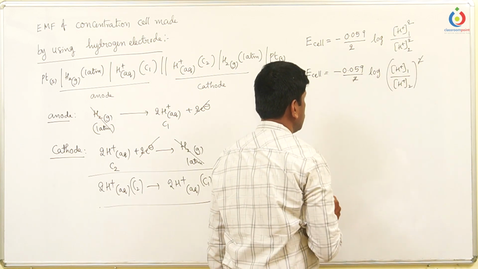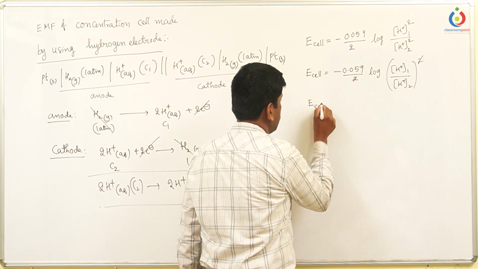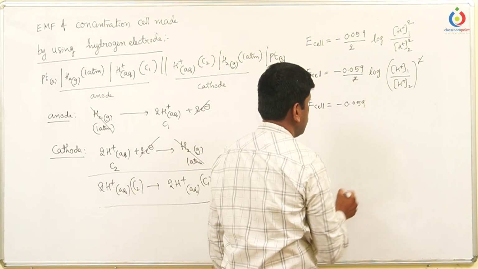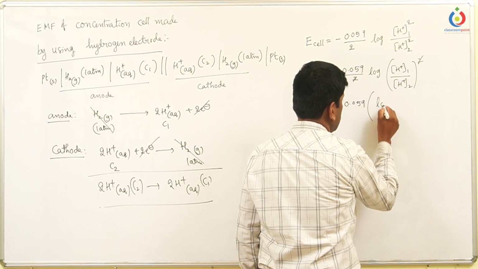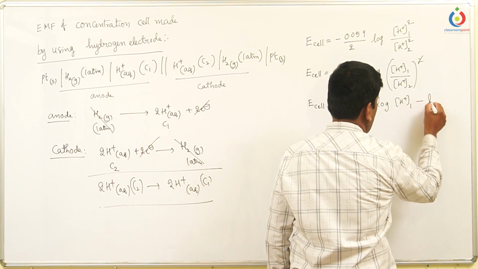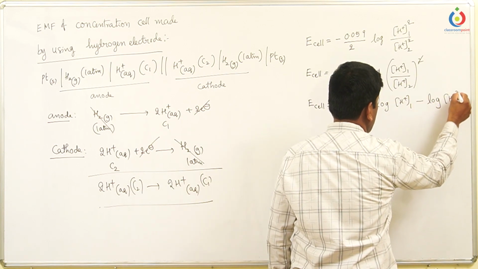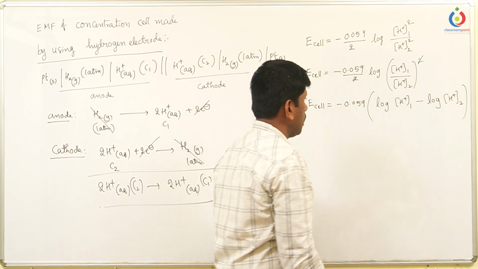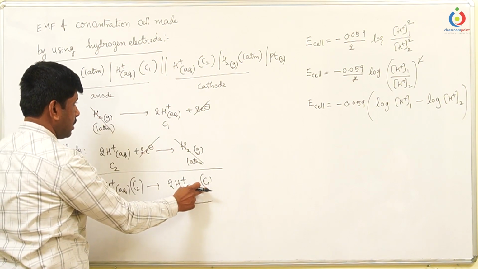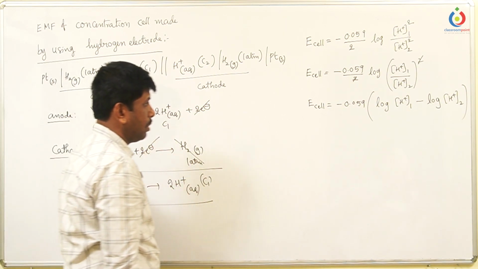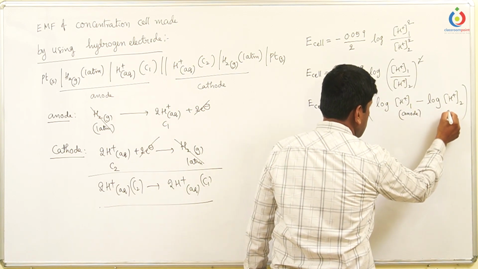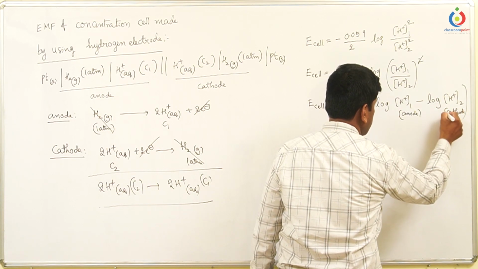The square cancels out with the 2, so I can write E cell equals minus 0.059 into log concentration of H plus ion 1 minus log concentration of H plus ion 2. Now the concentration of H plus ion 1 is C1, and this C1 belongs to the anode. So this H plus ion belongs to the anode electrolyte, and this H plus ion belongs to the cathode electrolyte.